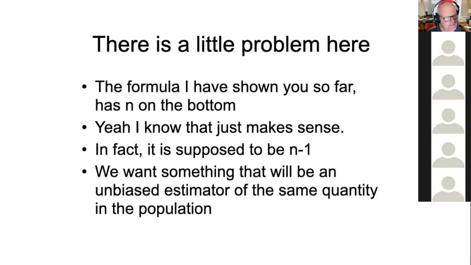We want something that will be an unbiased estimator of the same quantity in the population. An unbiased estimator is something that, and this should not surprise you, overestimates as much as it underestimates. Okay.